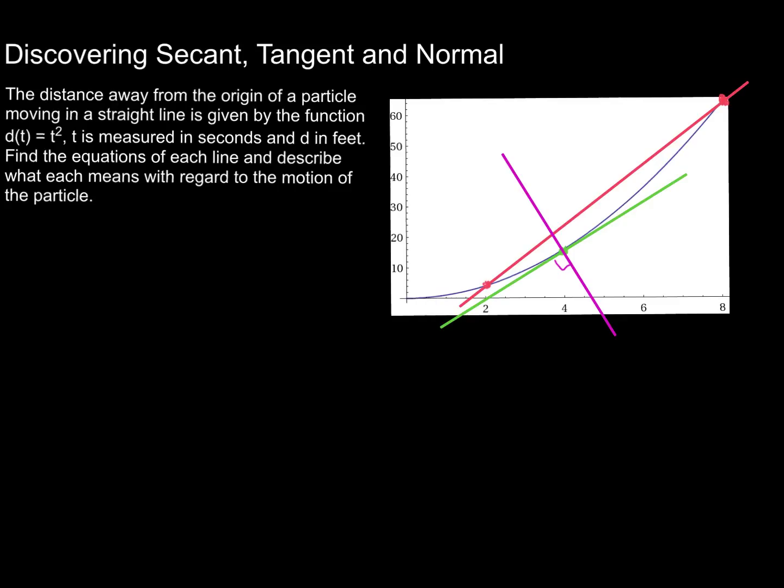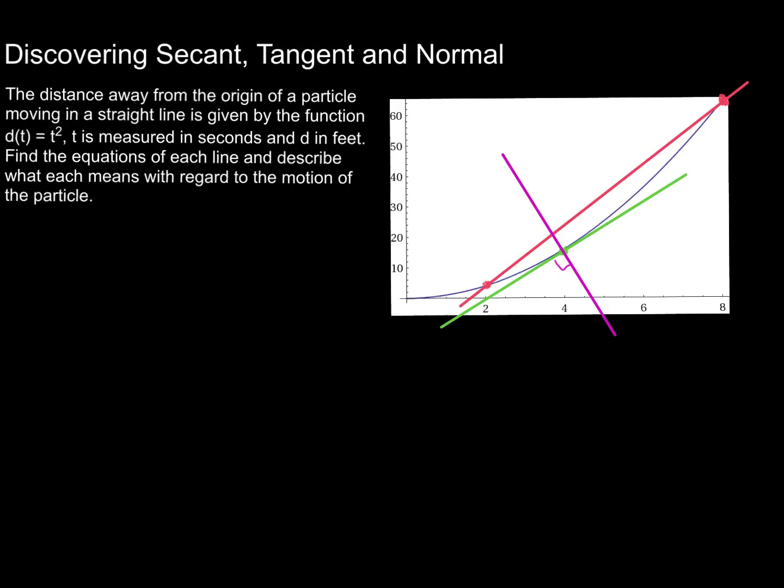Okay, so I have a little question for you, and what it's going to do is help you understand and discover what a secant, a tangent, and a normal line are. We're just not going to give them names quite yet. So we've seen this situation before. The distance away from the origin of a particle moving in a straight line is given by the function d of t, where d is equal to t squared. t is measured in seconds and d is measured in feet. And your goal is to find the equations of each line that I've drawn here and describe what each means with regard to the motion of the particle.